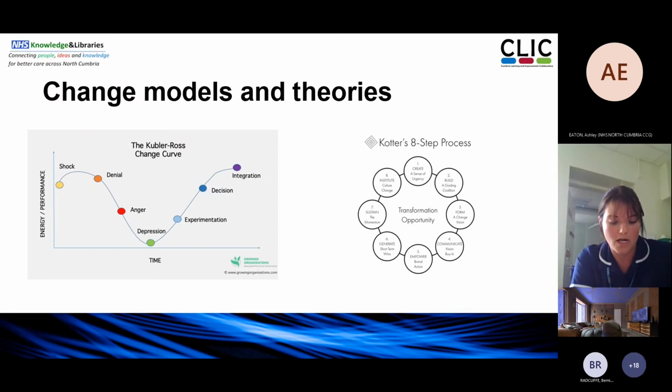And with change models and theories, there are so many out there, and not one model fits all. You wouldn't be able to use one model for every single change that you're going to be implementing. It's having an understanding that there are lots out there, and depending on your change, the situation and the team, it depends which model you'll be looking at as a guide and as a bit of help for you as that leader.